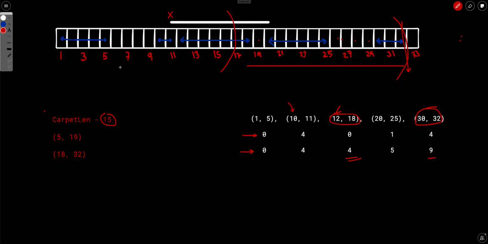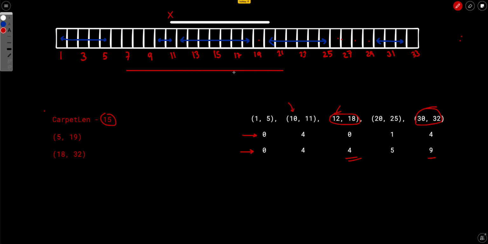So there is one more case. Let's say the carpet starts here. In this case, the closest cell which is starting here is this one, and the closest cell which is ending before is this one. Okay, so let's just clear this out a little bit. Let's remove this, and this.